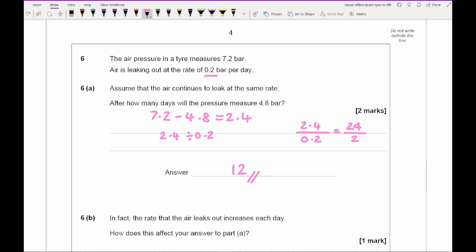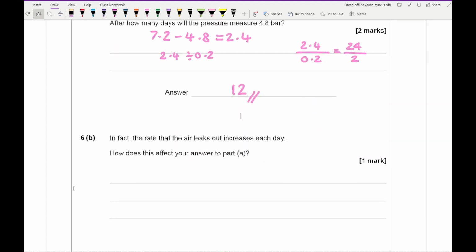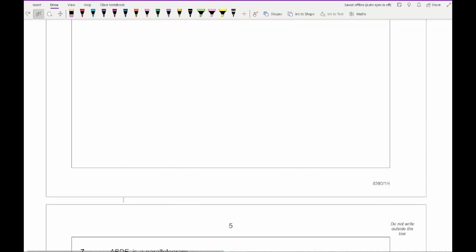which gives me an answer of 12. It then says, in fact, the rate at which the air leaks out increases each day. How does this affect your answer in part A? Well, for this, it basically means it's going to be fewer days, or the answer will be smaller. Something along those lines would be fine to get that 1 mark.